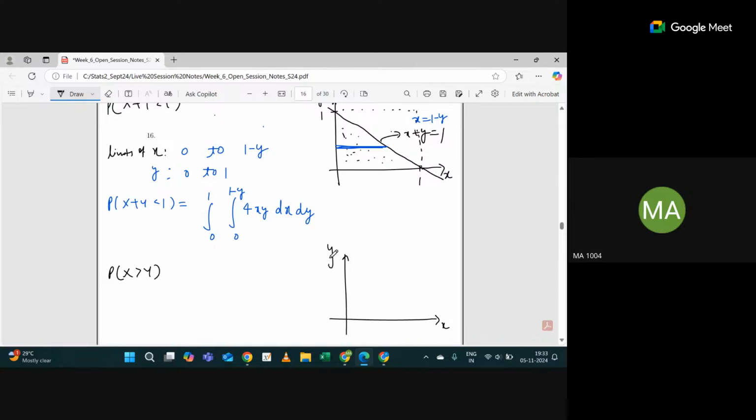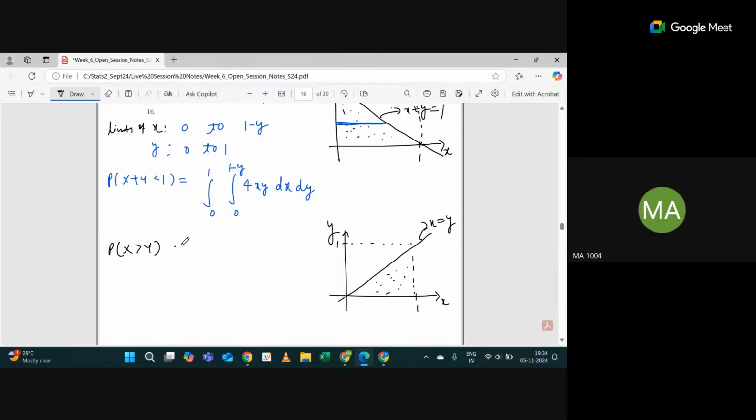X, this is y, this is 1, this is 1. So, x greater than y, so this is my total. And x greater than y means, first of all, I will draw a line x equal to y. It is the upper triangle, lower triangle. Lower region. Lower or upper one? Lower, sir. Lower, right? If this is the lower, what will be the limit of x?